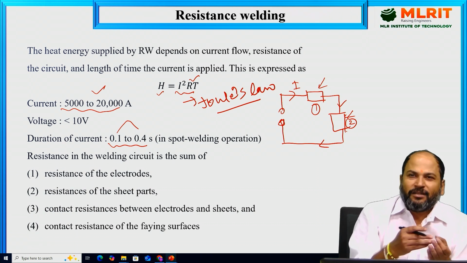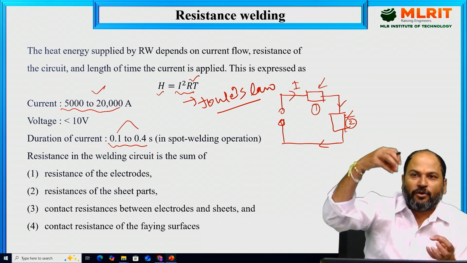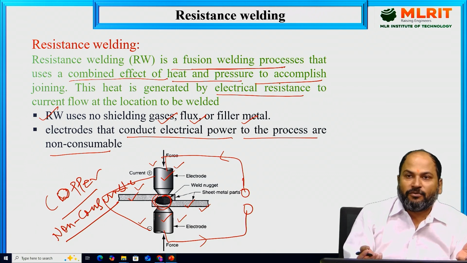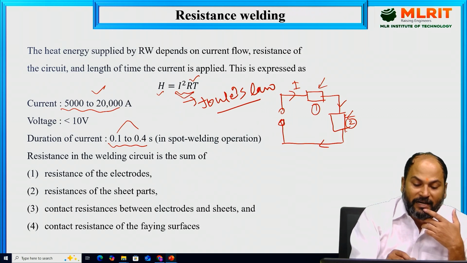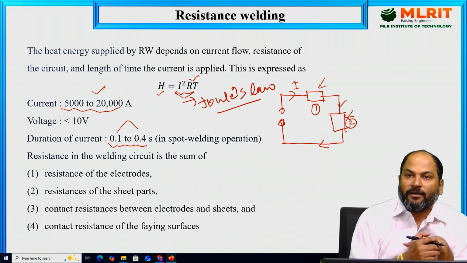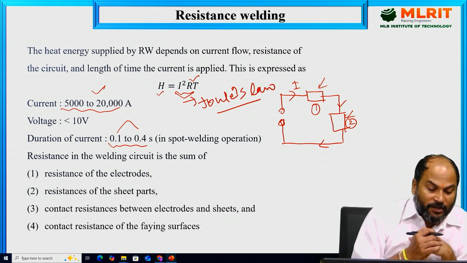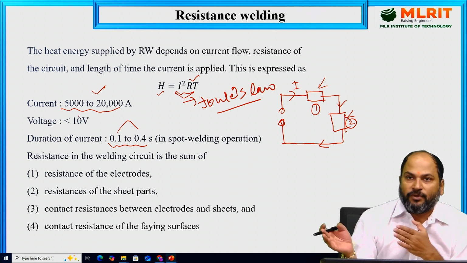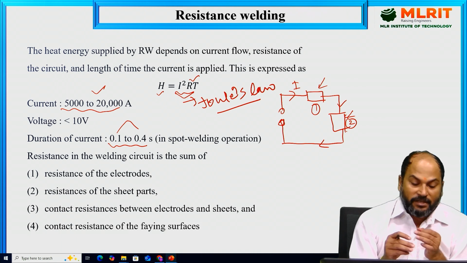And of course other things are fixed. Resistance is fixed, because the electrodes from the top and bottom that we have kept here are already fixed, and the material that we are going to weld is already fixed. So generally this will be fixed, but these two parameters we can control depending upon the thickness and the nature of the material. So these two values are generally kept: current between 5000 to 20000 ampere, and time between 0.1 second to 0.4 second.